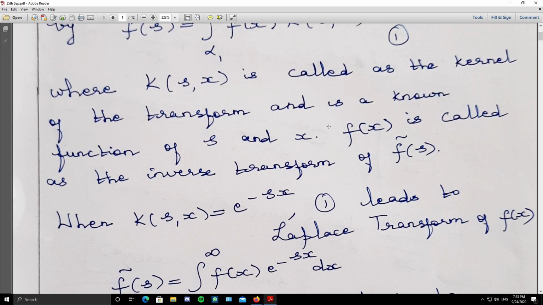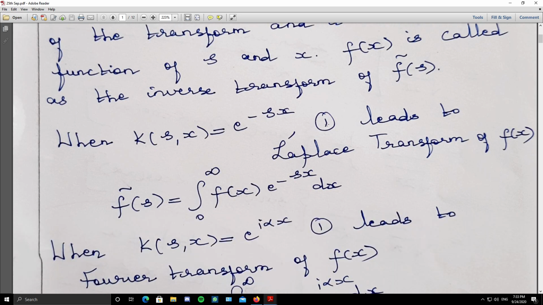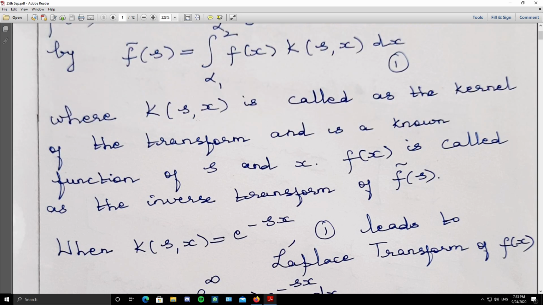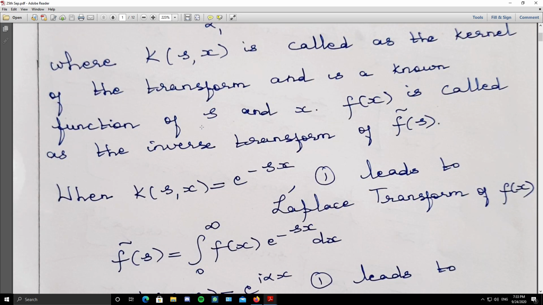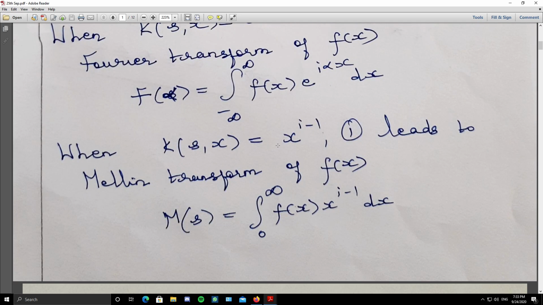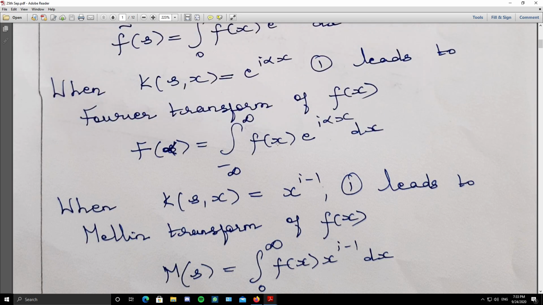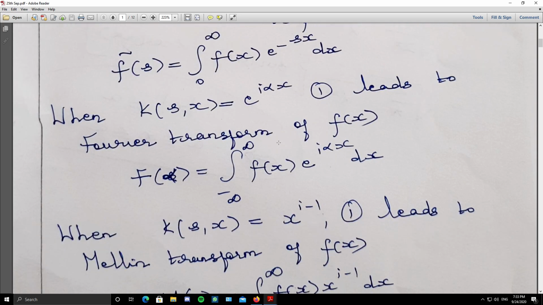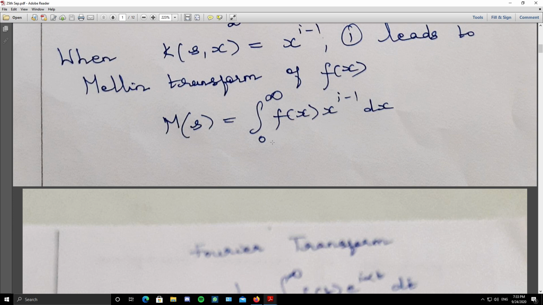So the transforms are named by the mathematicians and physicists. Laplace took the kernel as e power minus sx, Fourier took the kernel as e power i alpha x, Mellin took the kernel as x power s minus 1. In this module, you are going to learn about the Fourier transform. You will be learning the Laplace transform later. So it's enough if you know what an integral transform is from this page.